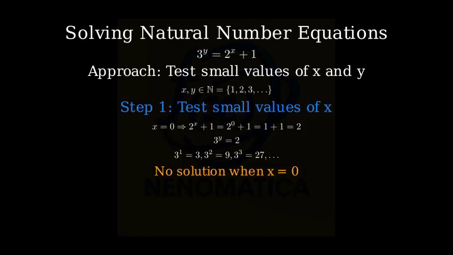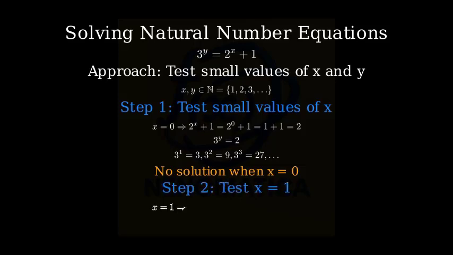Quick challenge. Is there any natural number y that makes 3 to the power of y equal to 2? Pause to think. Not quite. 3 to any natural number power is never equal to 2. The sequence of powers of 3 is 3, 9, 27, and so on, none of which equal 2. So there's no solution when x equals 0.